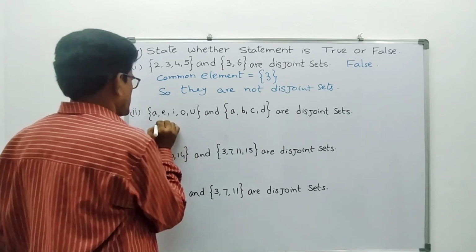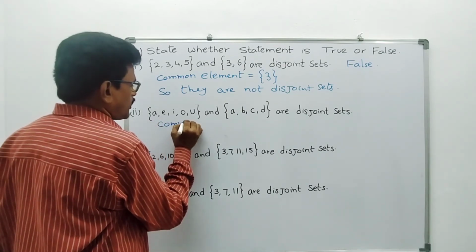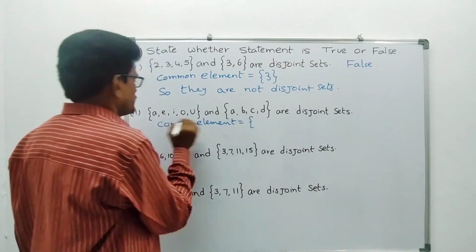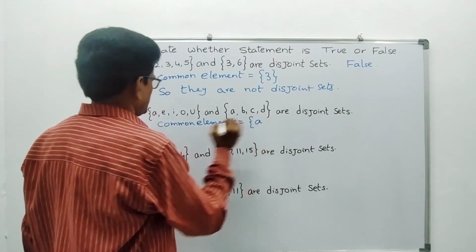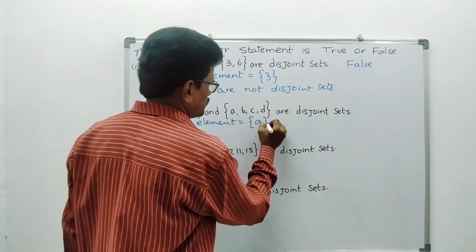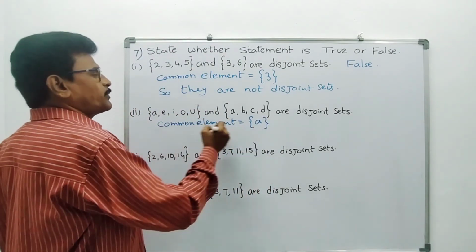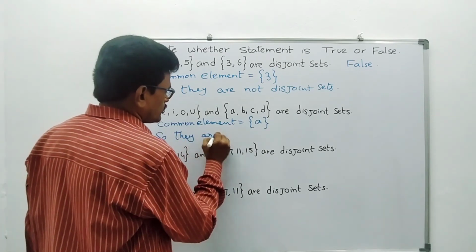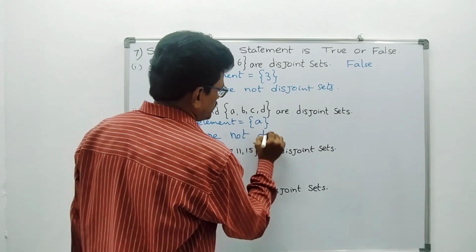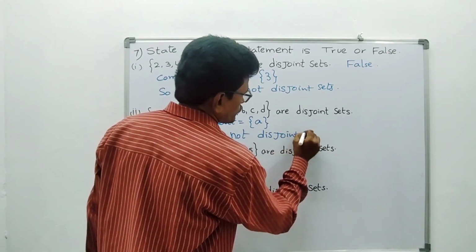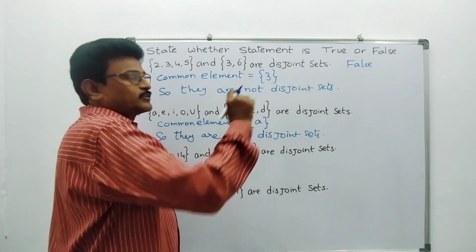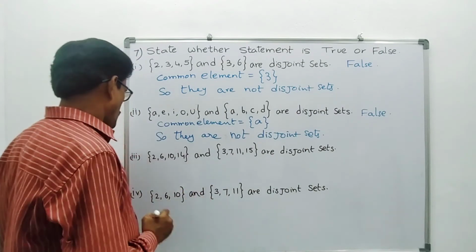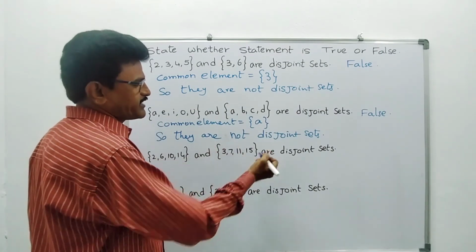Now here, is there any common element? Come on, check the common element. A. Only A? Yes. Only A is the common element. Anyhow, a common element is there. Common element equal to A. So, they are joint sets. It means not disjoint sets. He has given these as disjoint sets. So, the statement is false.